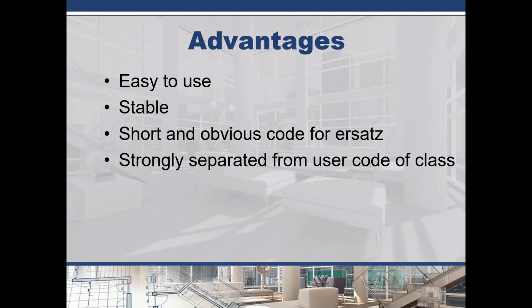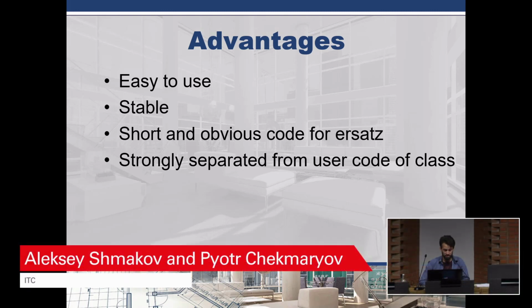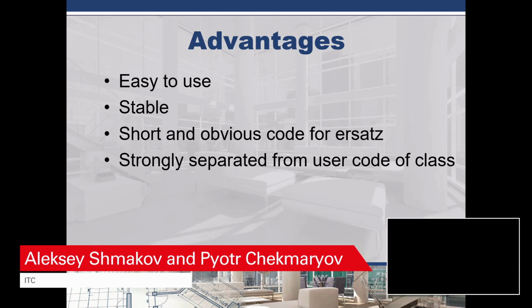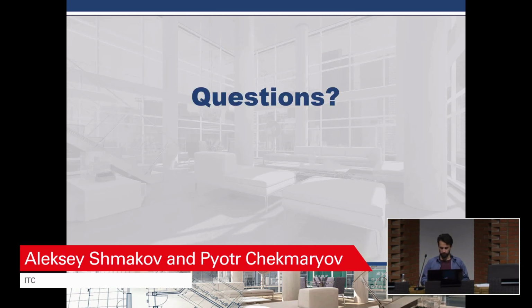The advantages of the system we have created are that it's easy to use and it's stable. When you write in ersatz, the code is short and obvious. And one of the advantages is that versioning is strongly separated from the user code of the class. You have no references to the version in the code of your class, and you will always work with them as if they have only one version. So that's all that I have.